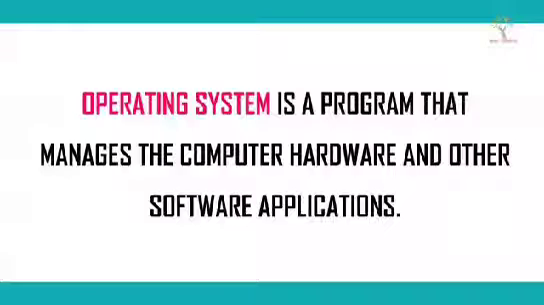To define it formally, an operating system is an important piece of program that manages the computer hardware and other software applications. Using an operating system, you can utilize the hardware components like CPU, memory, input and output devices like keyboard, mouse, etc.